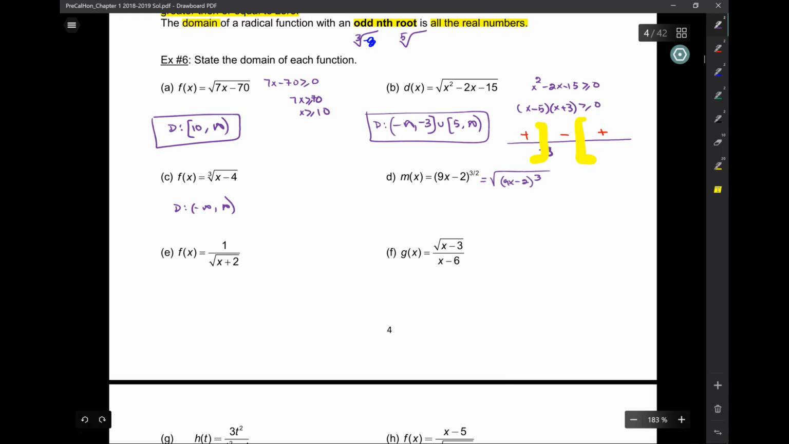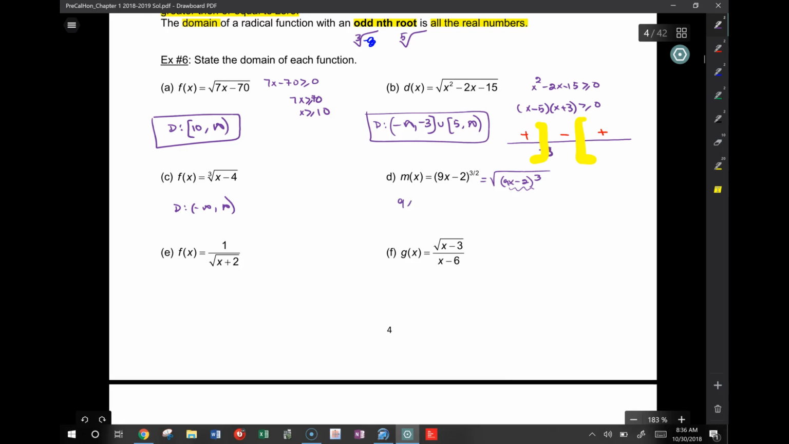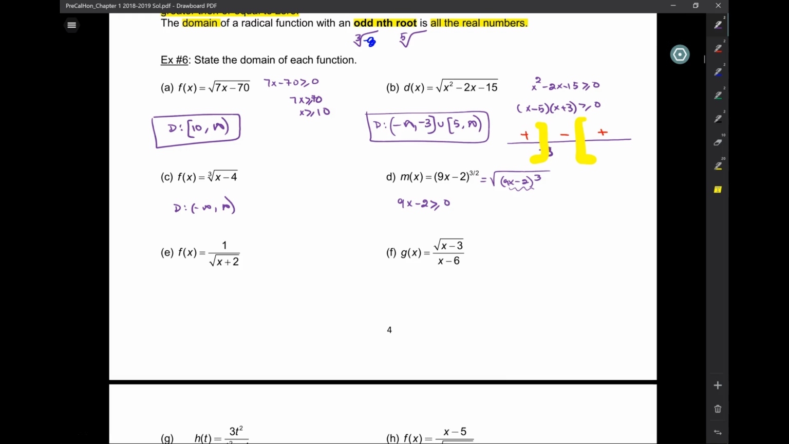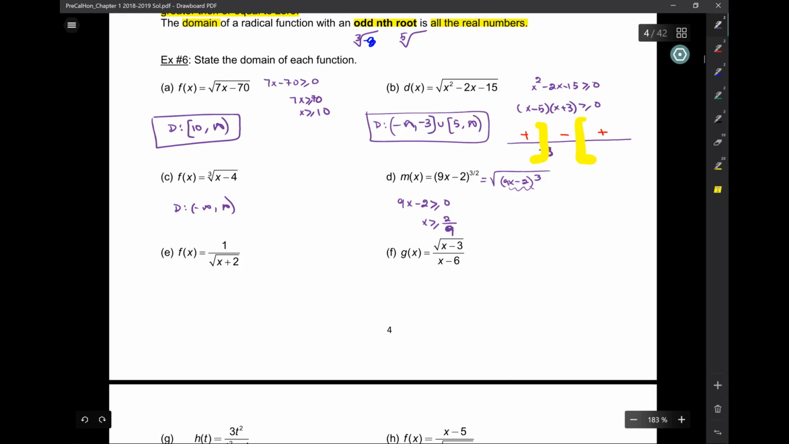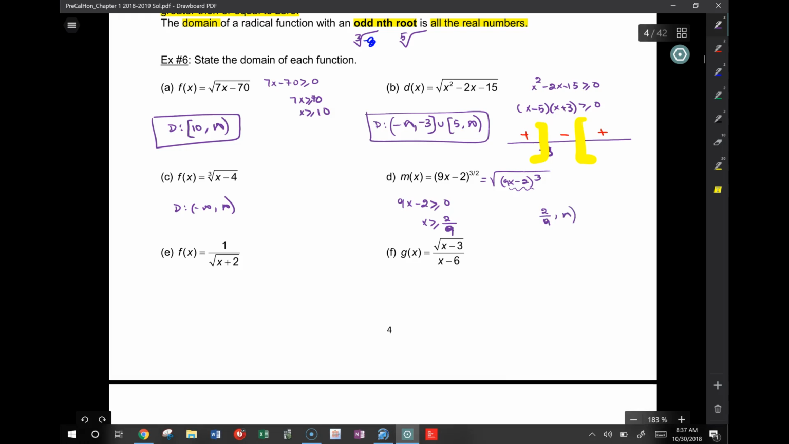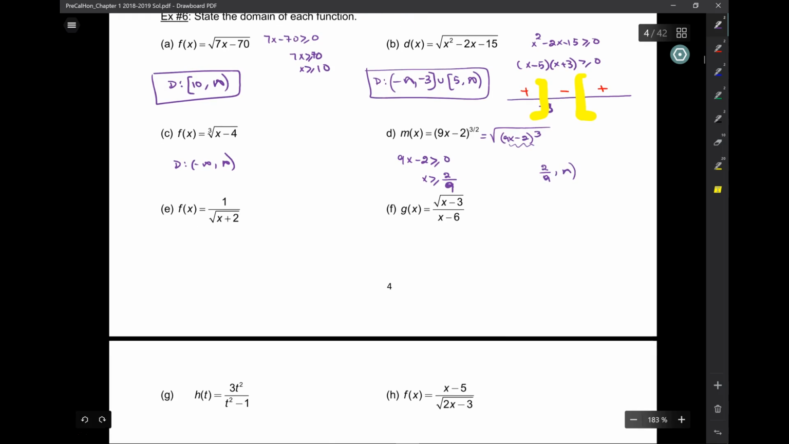Okay, so now, what does this mean? The stuff inside has to be greater than or equal to 0. Even if you had put the cube, you could just take a cube root of both sides and it goes away. So then x has to be greater than or equal to 2 over 9. So my domain is 2 over 9 to infinity. Closed or open on 2 over 9? Closed.